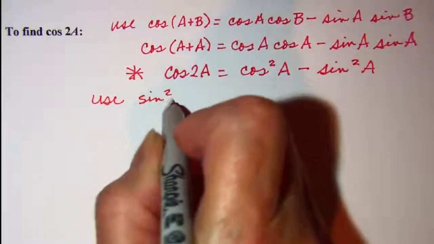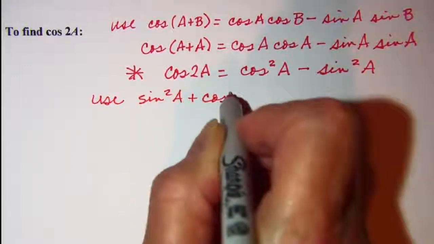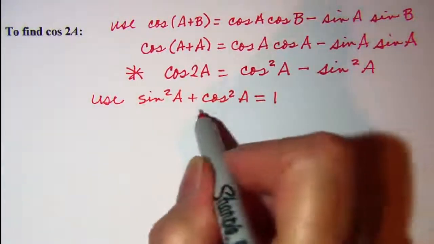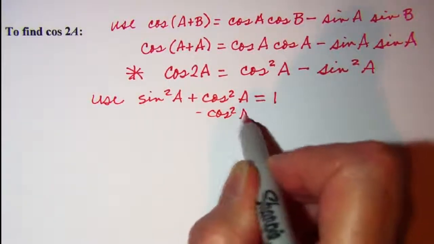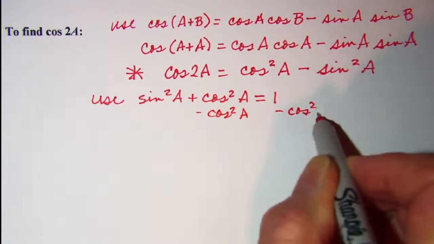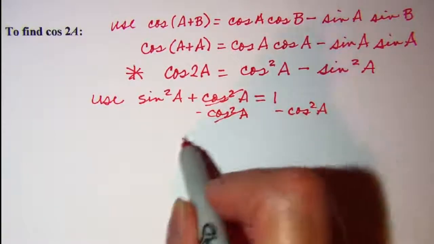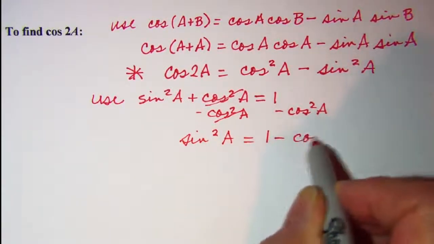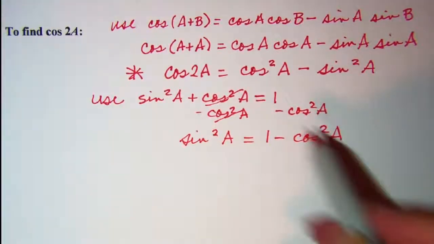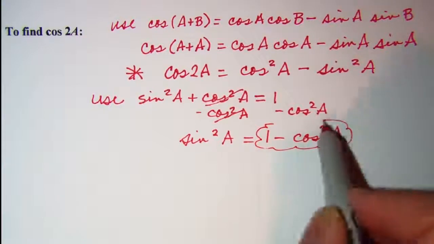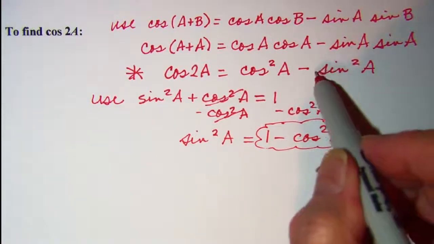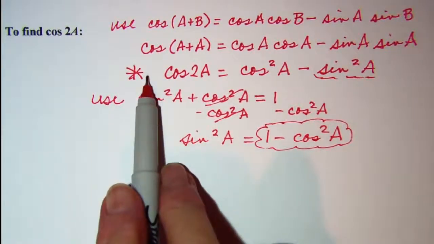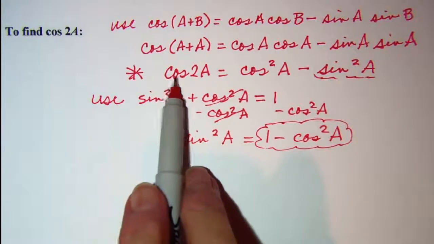sine squared a plus cosine squared a is equal to 1. We can subtract cosine squared a from both sides and get sine squared a equals 1 minus cosine squared a. Now I'm going to substitute this expression in up here and get another expression, or another identity, for cosine 2a.